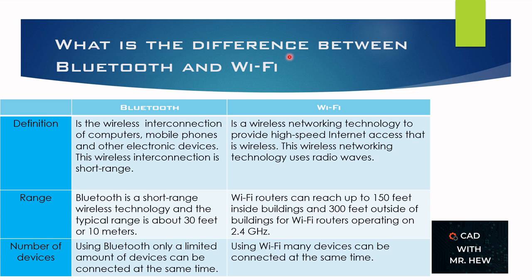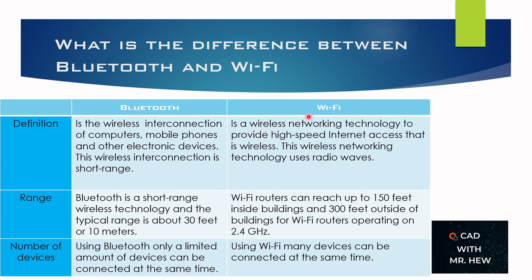Let's look at what is the difference between Bluetooth and Wi-Fi. So we'll be looking at the definition, the range, and the number of devices that these two network technologies can deal with. So the first thing we're looking at is Bluetooth. Definition: it is a wireless communication of computers, mobile phones, and other electronic devices. This wireless interconnection is short range.